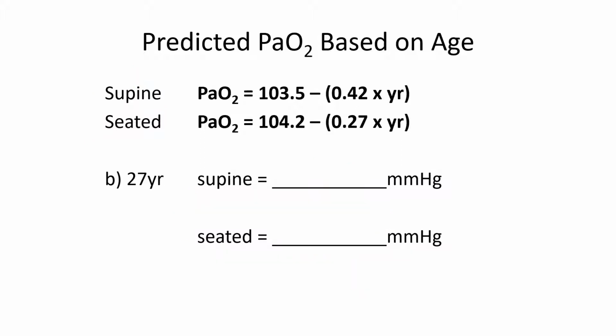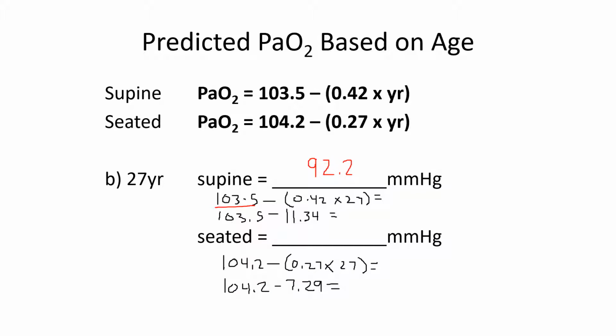27-year-old. So let's plug and chug for the 27-year-old. So supine, make sure you use the correct equation. About 92. So a lot healthier than the 68-year-old. And then seated, a little bit better, 96. So not so much of a difference since they're way up there in saturation.